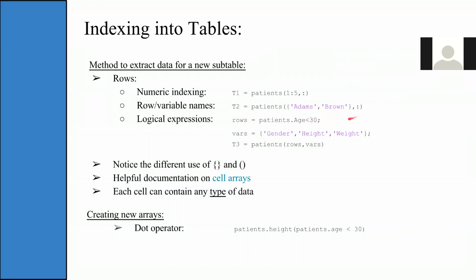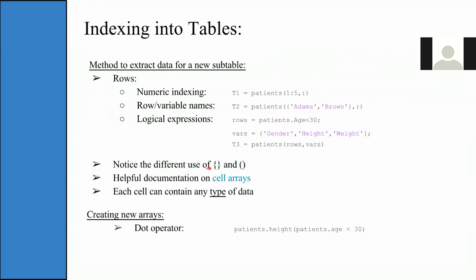So this would be one second format. And the third would be to pass logical expressions. So we could say rows are the patient's age less than 30, so any patient that's younger than 30. And we want to look at the column names gender, height, and weight. We can then pass those two variables, one being a logic statement and one being a cell array, and we could produce a third table that is a subset that gives us all of this data for patients under 30.